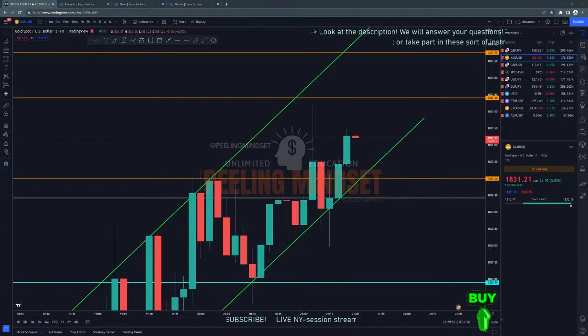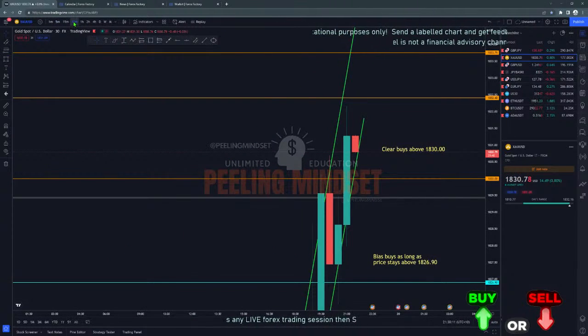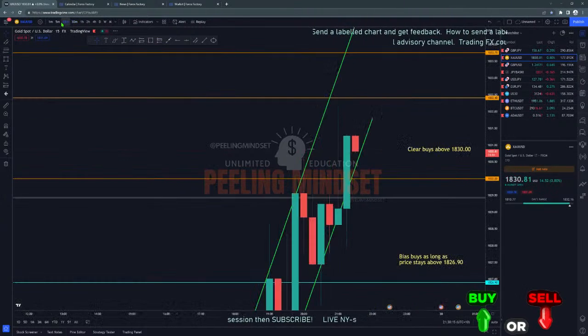Now it looks like it's gonna push. 5-minute candle close with the wick on the top. 30-minute candle close at this point in time, with a wick on the top as well, showing 80% chance to continue.